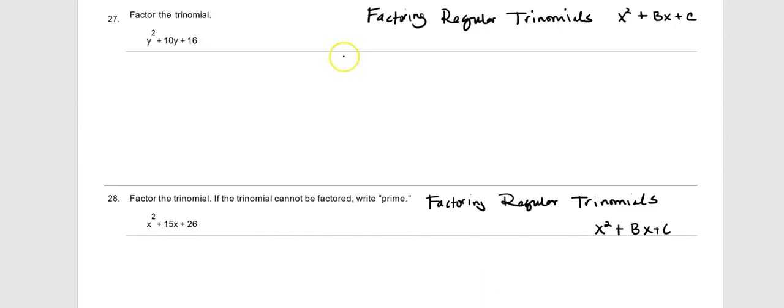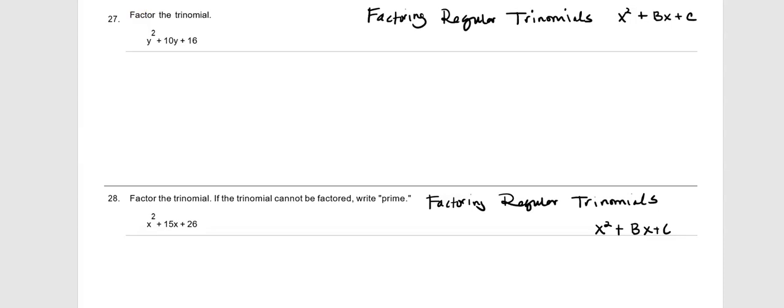So next we'll be factoring regular trinomials. And by regular trinomials, I'm talking about, of course, a 3-term polynomial where the leading coefficient is simply a 1. In other words, when you look at that trinomial, you do not see a number in front of your variable squared. So we will categorize these as regular trinomials.